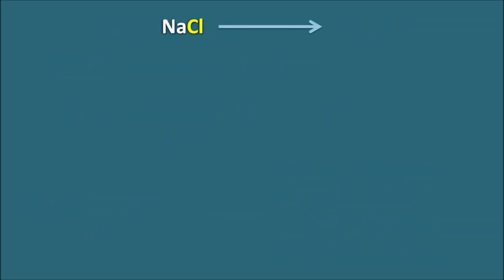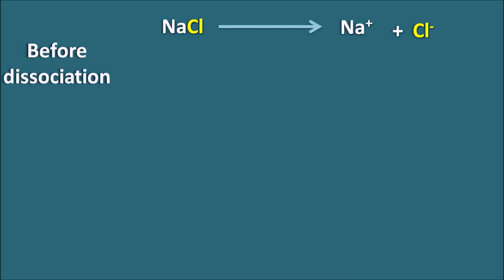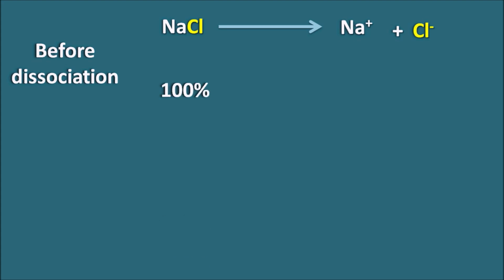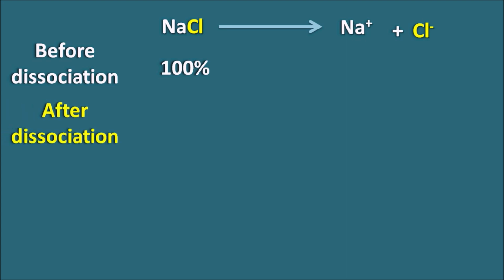So sodium chloride is going to be split into Na+ ions as well as Cl- ions. Now, before dissociation, sodium chloride is not dissolved in the water, such that we have 100% of the sodium chloride in undissociated form. But when the sodium chloride is dissolved in the water, it undergoes dissociation. So after dissociation, how many particles will be present?